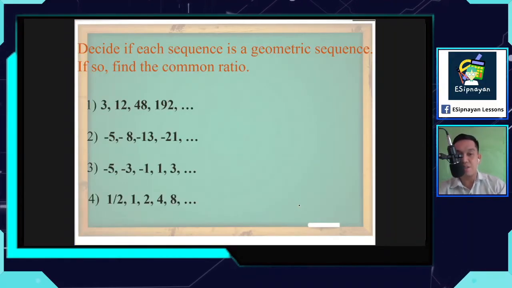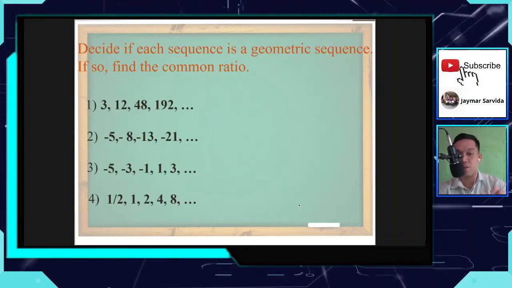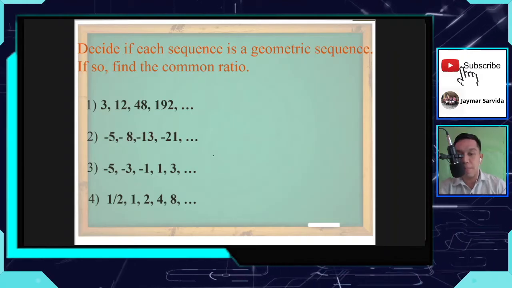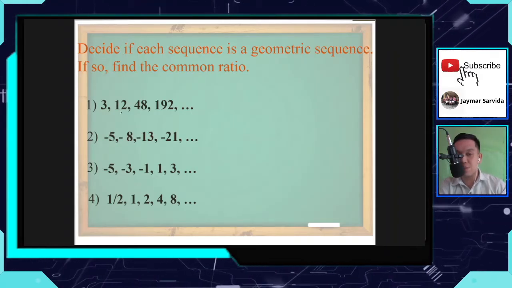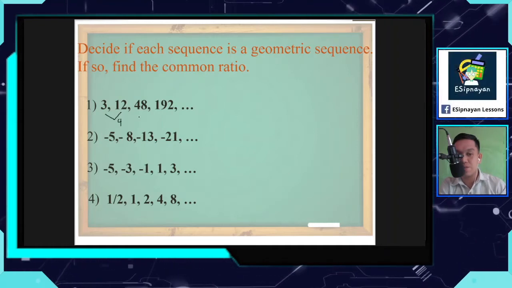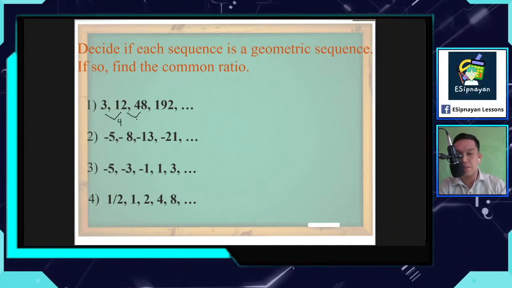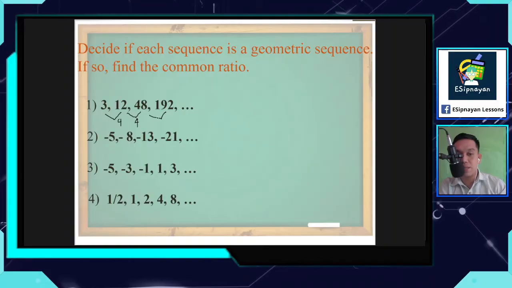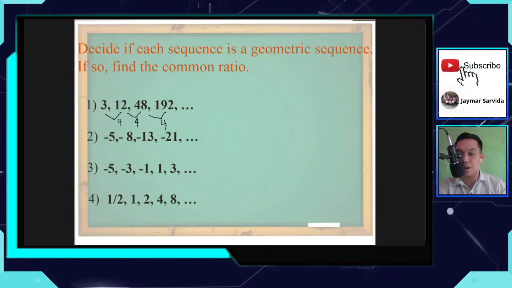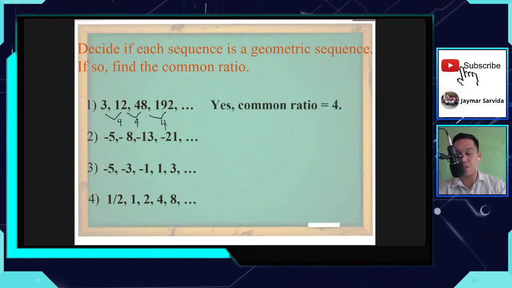So decide if each sequence is a geometric sequence. If so, find the common ratio. Okay, example number 1. So, meron ba siyang common ratio? I-divide natin yung ating mga terms. 12 divided by 3, that is 4. 48 divided by 12 is 4 also. And 192 divided by 48 is 4. So, therefore, it is a geometric sequence. Yes. And the common ratio is 4.